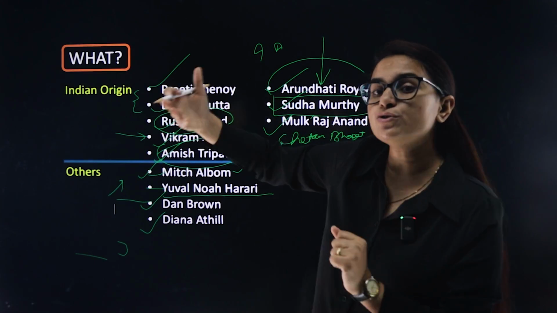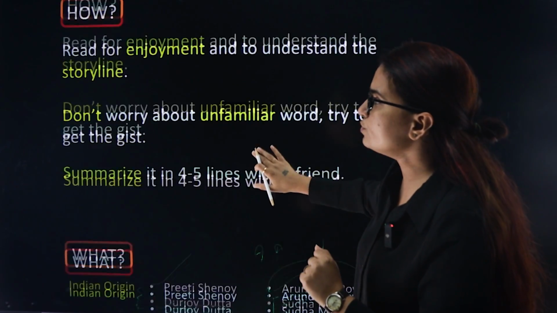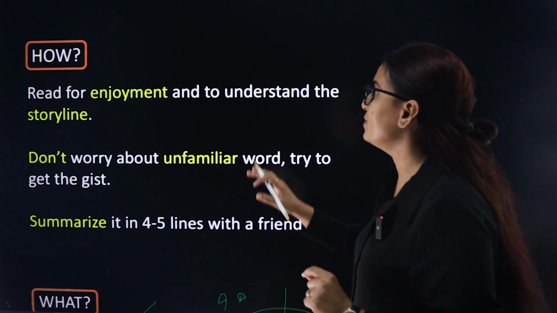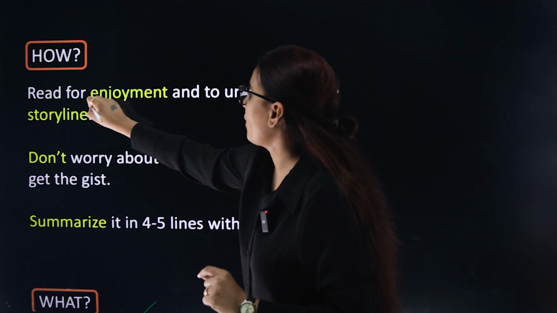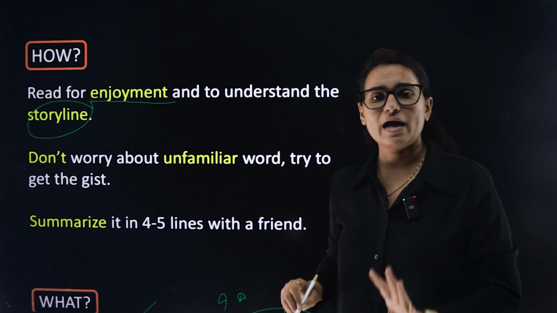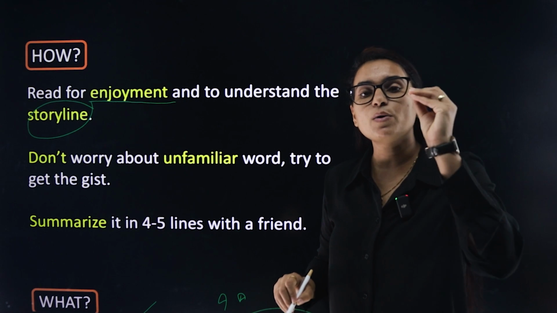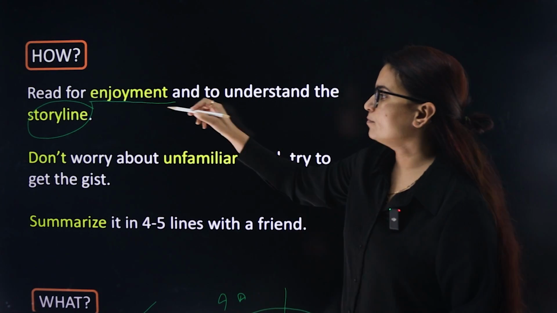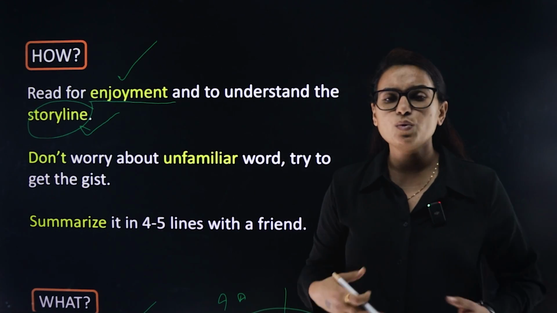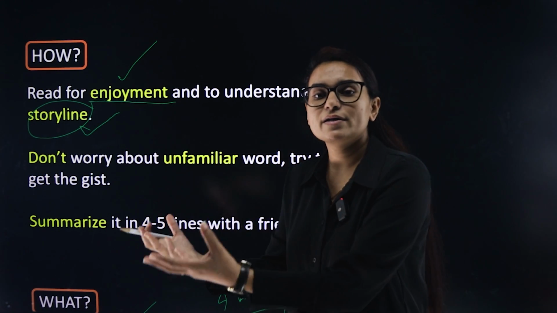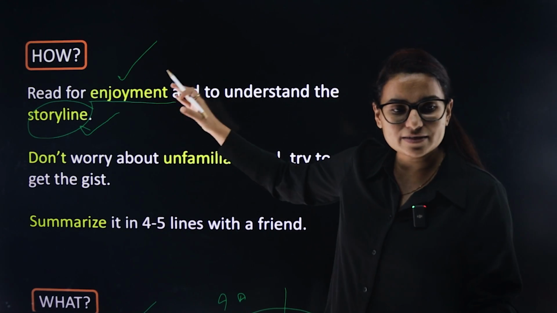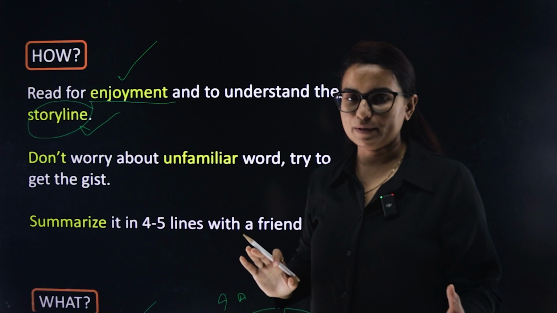Once you are done with what to read, let's find out how to read if you are reading for fun and entertainment. If you're reading for hobby, you should read for enjoyment and to understand the storyline. Don't worry about grammar. Don't worry about vocab. Don't worry about language. Only worry about, am I enjoying the book? And am I understanding the story here? What's happening? What is the writer trying to say? What are the roles of characters in this story? Only focus on the enjoyment and the storyline part.